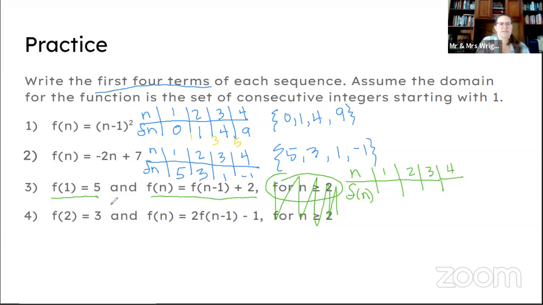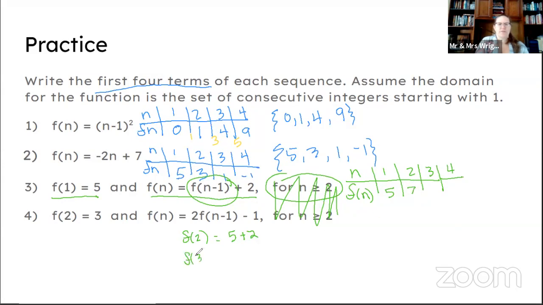In this case, it says f of 1 is 5. So f of 1 is 5. All right, so now let's plug in 2. F of 2 is the previous term. Remember, right here, this means previous term. Our previous term was 5 plus 2 is 7.